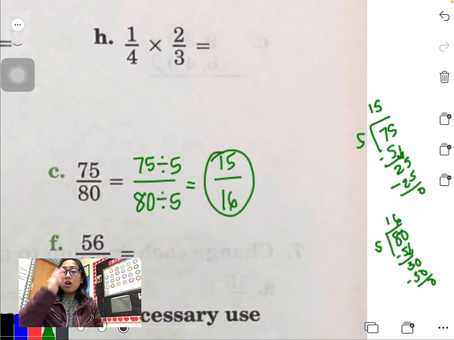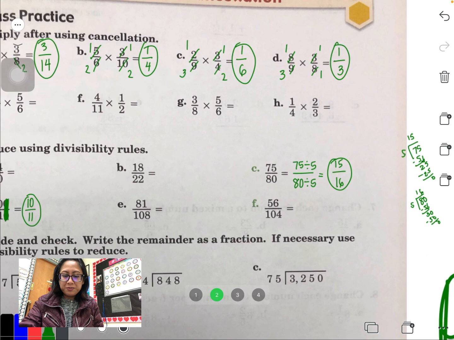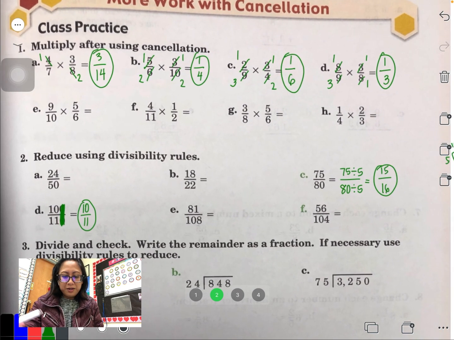Now, this all works if you remember your divisibility rules. For example, the next one is 24/50, so they're both even. This one's both even. This one's both even. But there are rules to it. So we're going to do the rest at our Zoom meeting, all right?